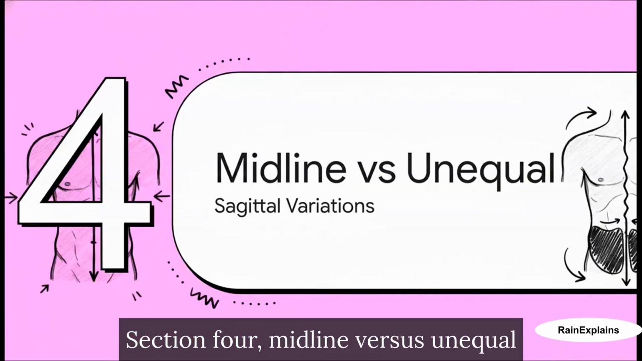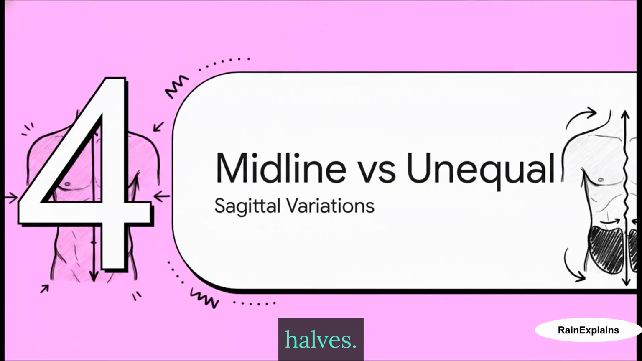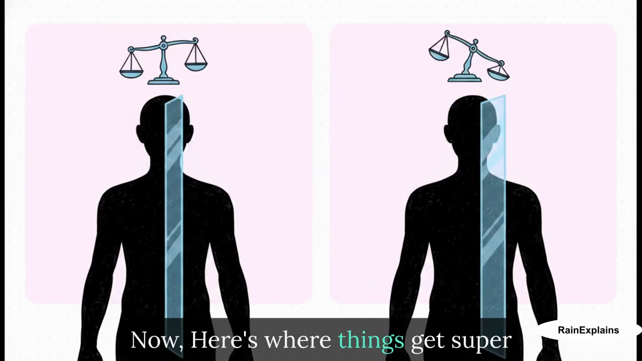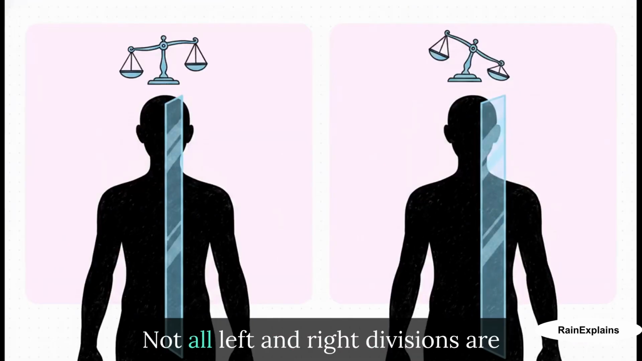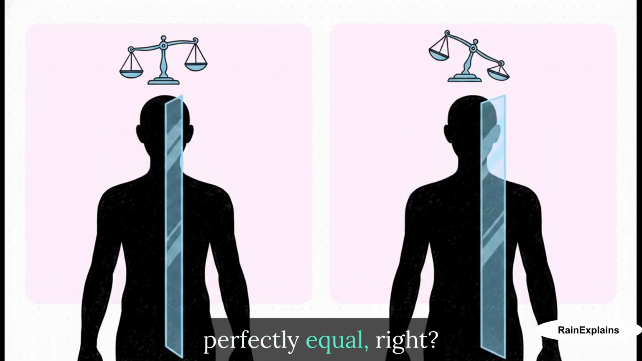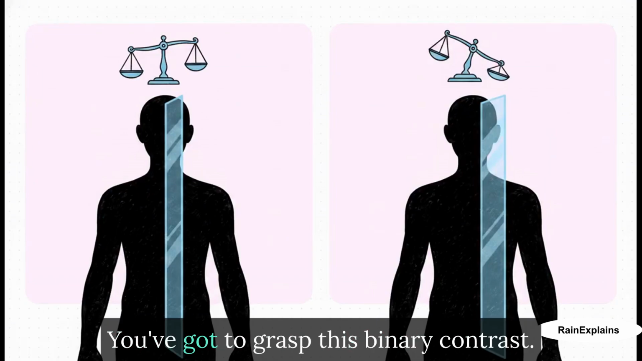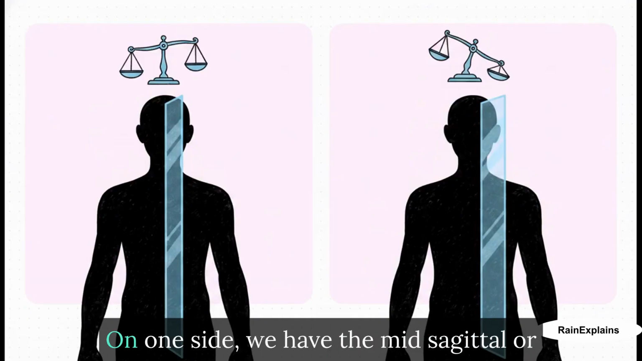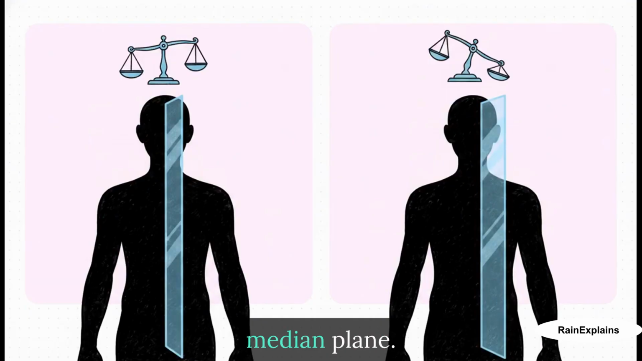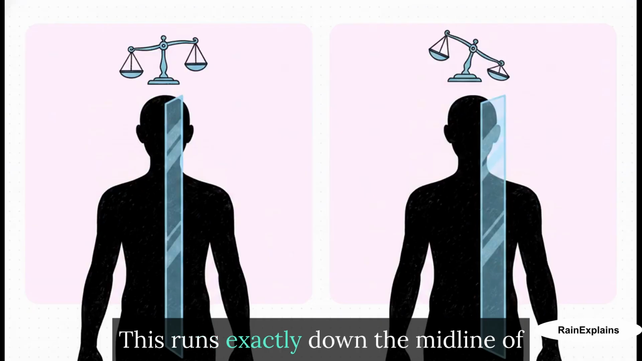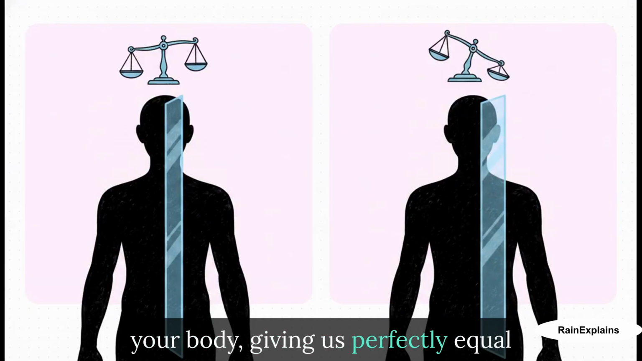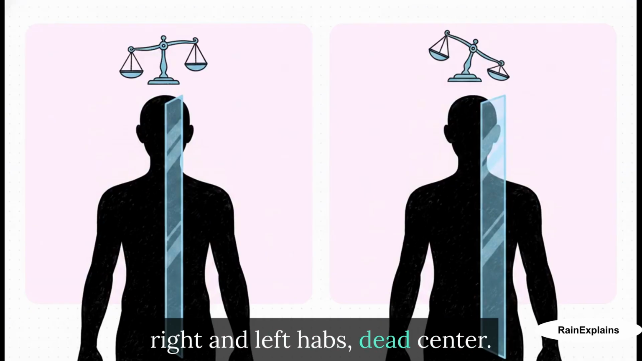Section 4. Midline versus unequal halves. Now, here's where things get super specific. Not all left and right divisions are perfectly equal, right? Which brings us to a really vital anatomical distinction. You've got to grasp this binary contrast. On one side, we have the midsagittal, or median plane. This runs exactly down the midline of your body, giving us perfectly equal right and left halves, dead center.